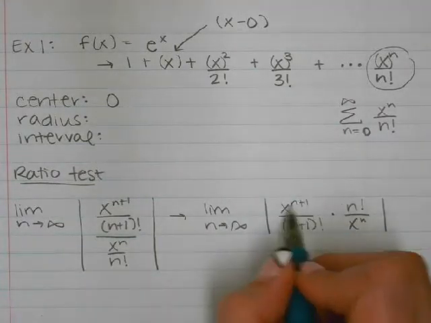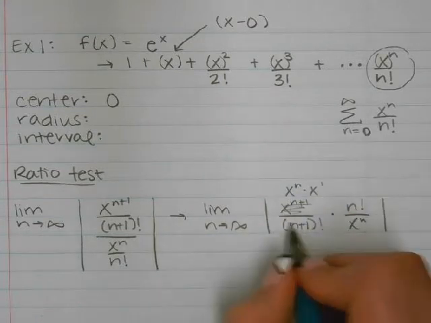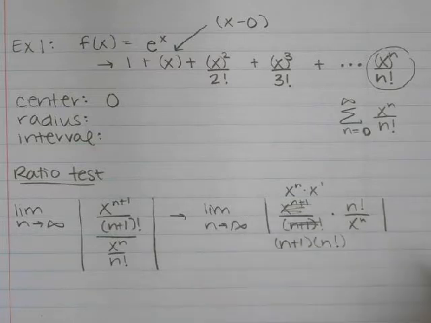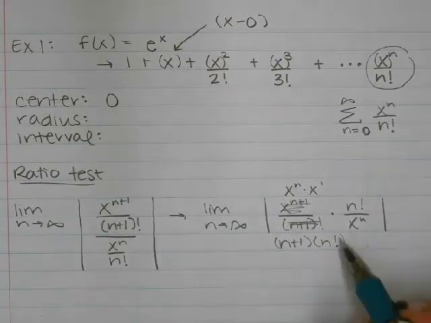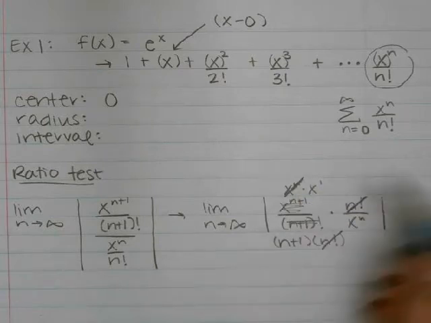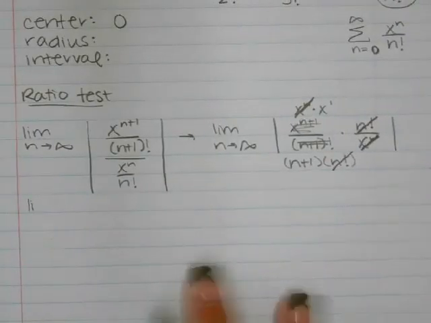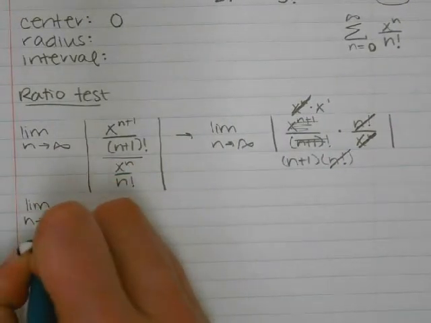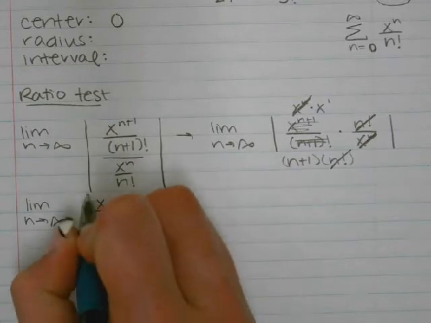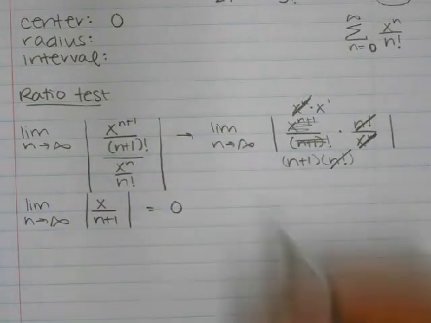So if I rewrite this one, that's x to the n times x to the 1. And this, if I rewrite it, is n plus 1 times n factorial. And so then I can see that n factorial cancels with n factorial. And I can see that x to the n cancels with x to the n. And so I'm really finding the limit of x over n plus 1. So as n goes to infinity, this limit is 0.